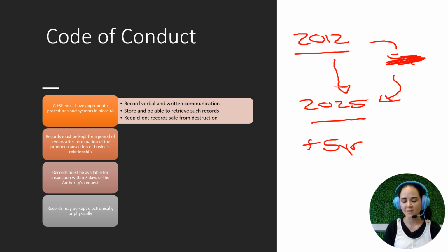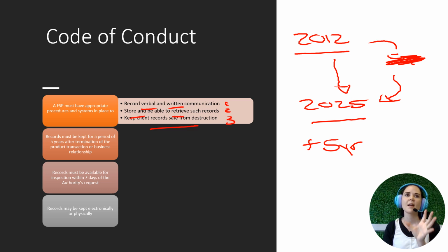It's no longer active. That is when our 5 years will start. Right. So let's look at what the Code of Conduct says in terms of our record keeping function. It says that every FSP must have a procedure and system in place to keep record of verbal and written communication. We must be able to store and retrieve those records. Client records must be kept safe from destruction. Now, these are our go-to 3 rules.